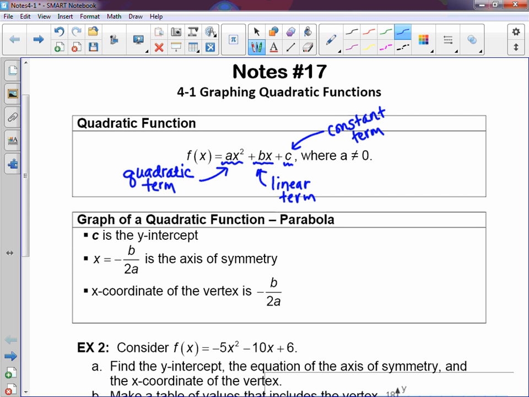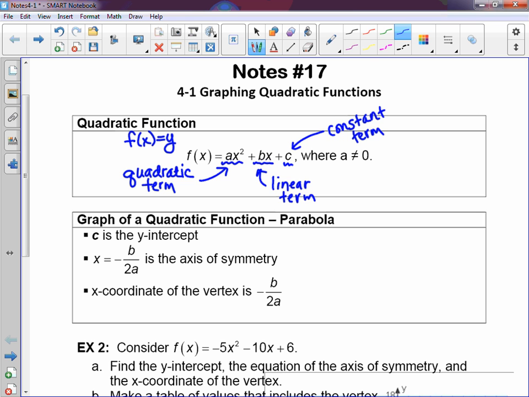Of course, when we see f of x and y, they are interchangeable. So if you see f of x equals, or if you see y equals, and you see an equation that looks like that, then you know that it is a quadratic function. Okay, so it doesn't have to have the f of x there. Okay, so here are some things that we're going to find of our quadratic function.